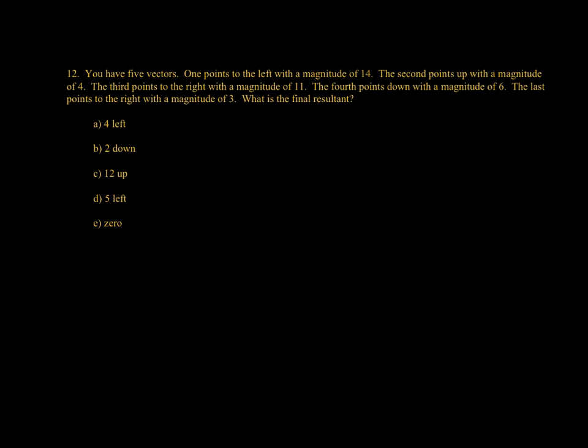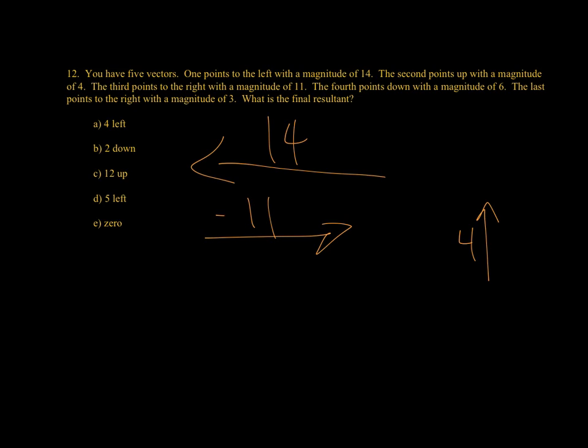So first we have, and these are not going to be to scale, okay, first we have movement to the left of 14. Then we have movement up of 4. So I'm just, because it came first, I'm making that positive. It doesn't matter. The second point's up. I'm going to make up positive. The third point's to the right with a magnitude of 11. So that's going to be negative 11 since we started with left being positive.